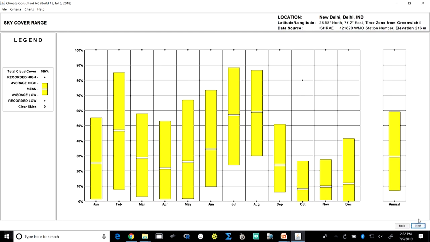Then this is the sky cover range. The total cloud cover is assumed to be 100%. So, out of that, how much of the cloud cover is there. So, we can see that the cloud cover is quite high during the months of July and August, which are the monsoon months, which implies that it is an overcast sky, and in the winter months, October, November, December, even January, the cloud cover is quite low. In the months of April and March also it is reasonably low. So, that is what we can see, what kind of cloud cover is available.